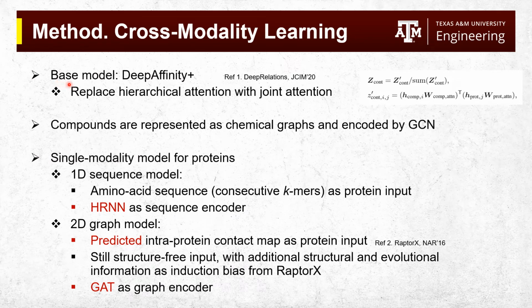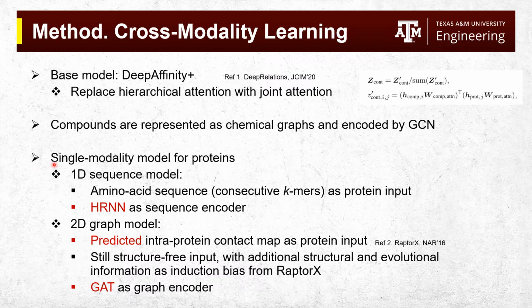Here comes our method. Our base model is DeepAffinity Plus from the DeepRelations paper, as we mentioned before. The only change is that we replace the hierarchical attention with joint attention. The compounds are represented as chemical graphs encoded by GCN, because we empirically find that compound graphs work much better than SMILES sequences. The main focus is on the protein part.